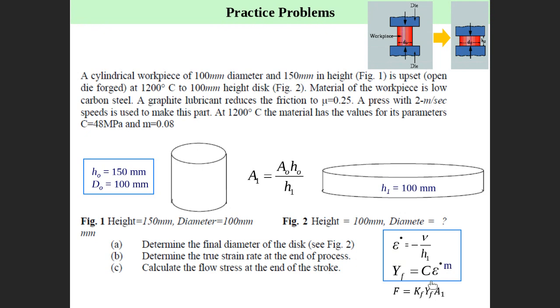What is the flow stress? Flow stress equals C epsilon dot to the m. Epsilon dot is here, and C and m are given. What is the force? Equal to Kf Y flow times area. Y flow is given, area we know. For Kf, you have mu, then you can calculate Kf. Then you can obtain the power. Power equals F times V. F is obtained, and V is given, then you can obtain the power required for the deformation process. Any question?